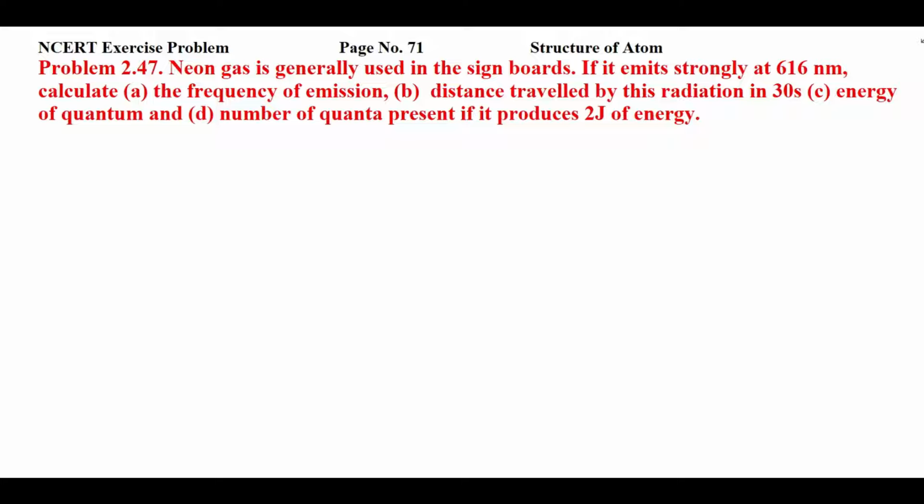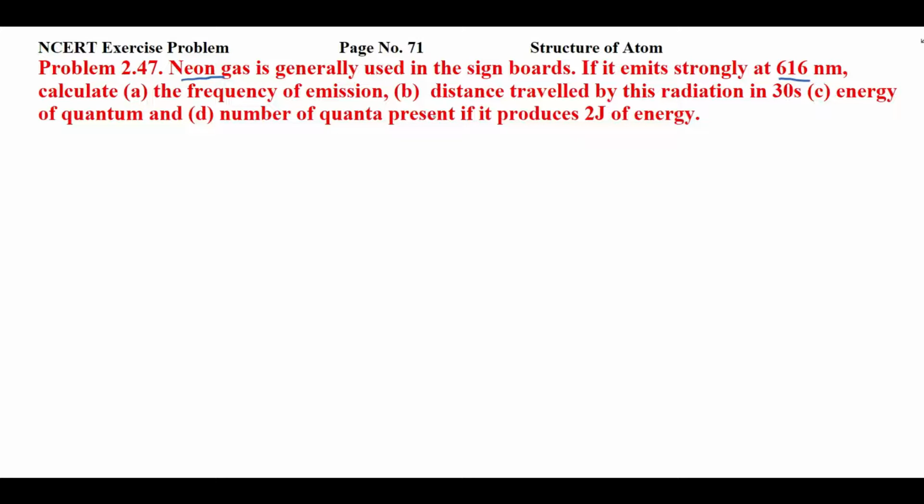So in this question, they have given you a neon gas which is generally used in signboards, right? It is emitting energy at the wavelength of 616 nanometer, right? In this question, first of all, you have to find the frequency of emission. Second, distance traveled by this radiation in 30 seconds and energy of one quantum. Here they are asking you to find the energy of one photon, right? And last one is number of quanta present if it produces 2 joule of energy.